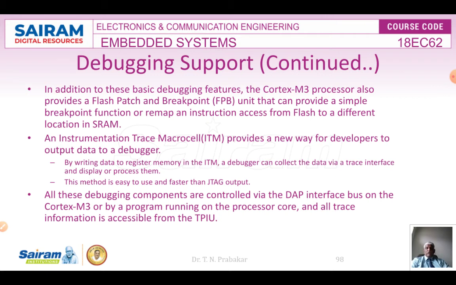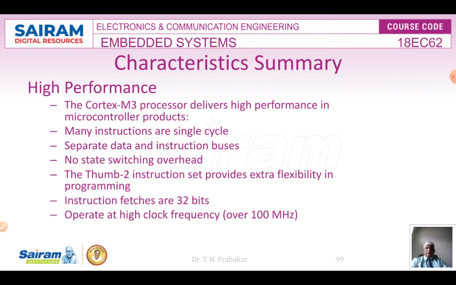Right, so this is useful for outputting data to the debugger. It will bring out one particular internal register data which is normally not accessible to the outside world. That is also possible, right? And this particular method is easy to use, and it will be faster than your normal JTAG output. And all these debugging components are controlled via the DAP interface, right? And there's a specific bus already we discussed, and by a program running on the processor core, and all trace information is accessible from the TPIU.